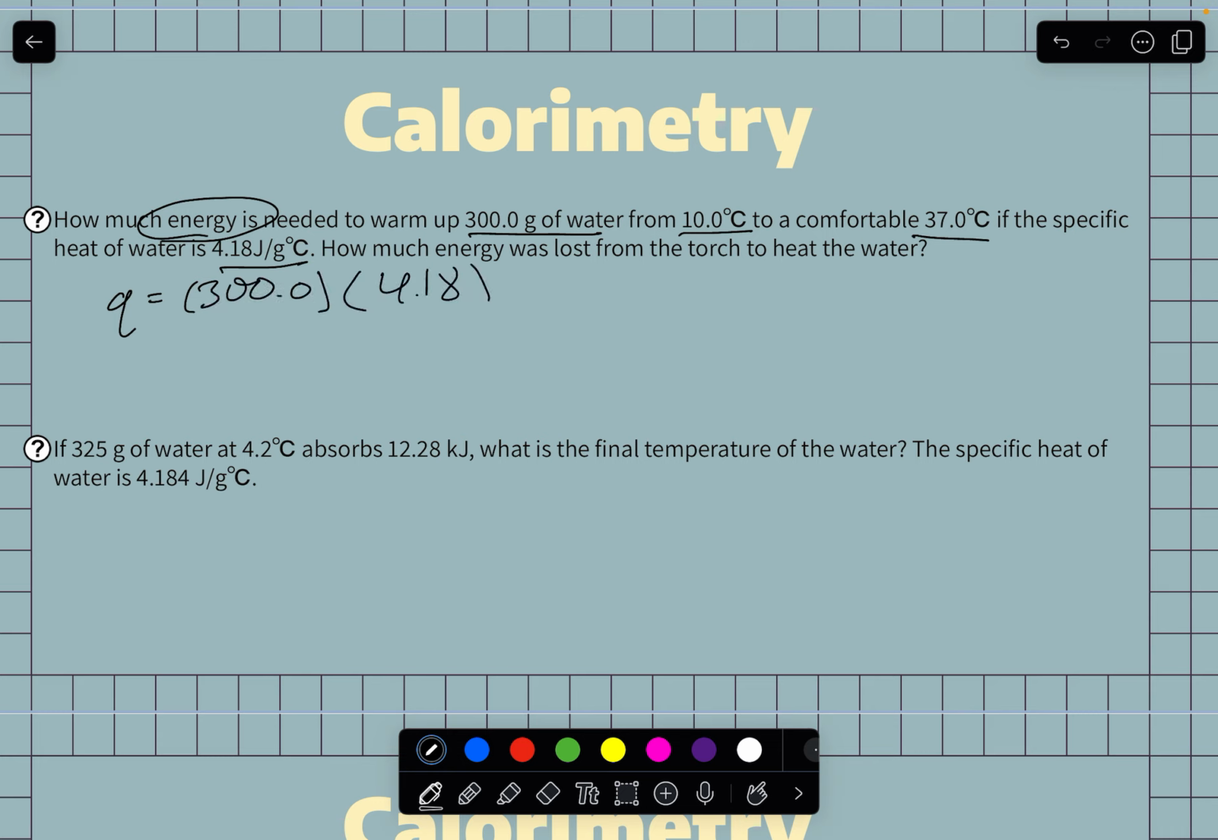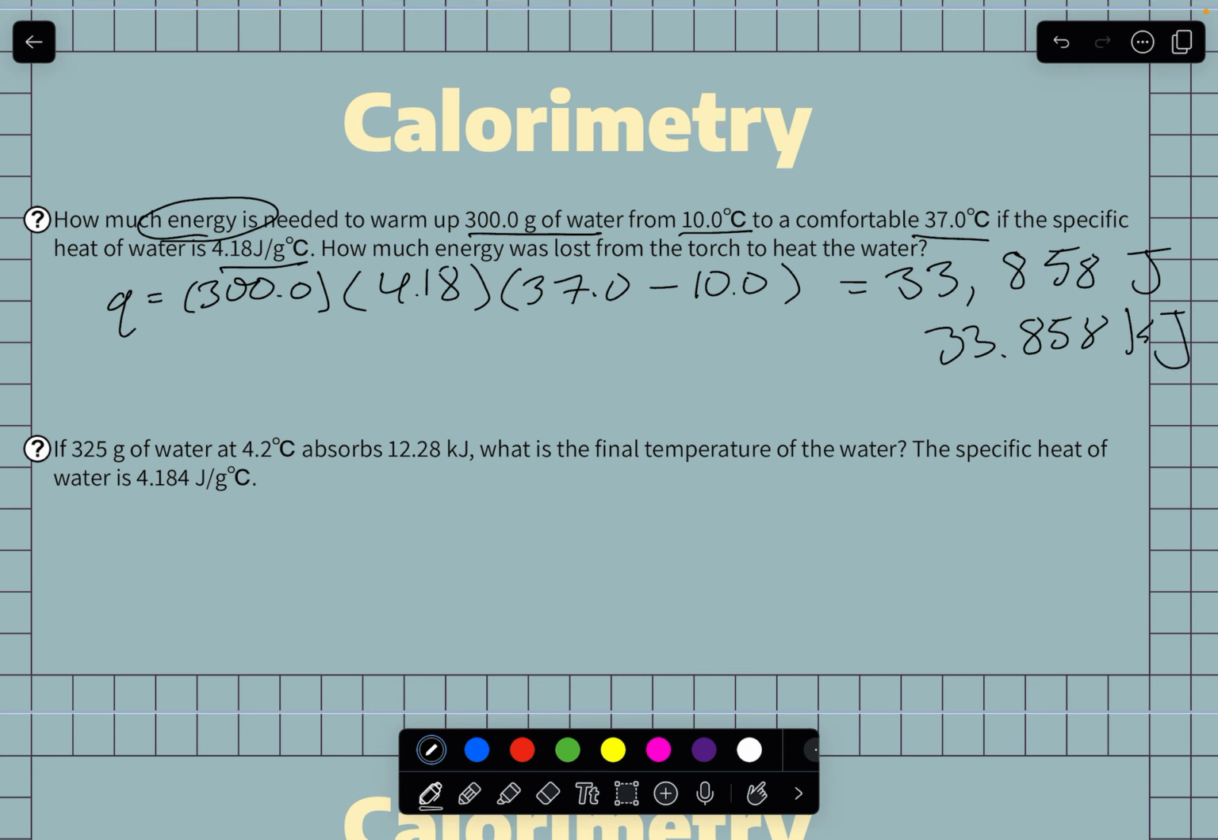And if you plug that in, do the math for that, you get 33,858 joules, or you can also report this as 33.858 kilojoules. The question was not specific about what to report it in, so either of those is acceptable. Okay, so this is how much energy the water gained because it increased in temperature. So how much energy was lost from the torch? So the torch Q is equal to the negative, so negative 33,858 joules. It's the negative of the water.